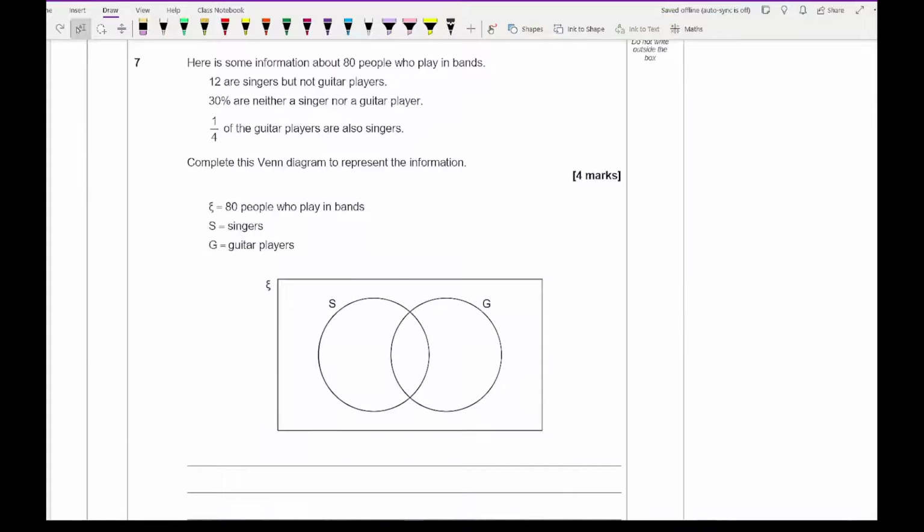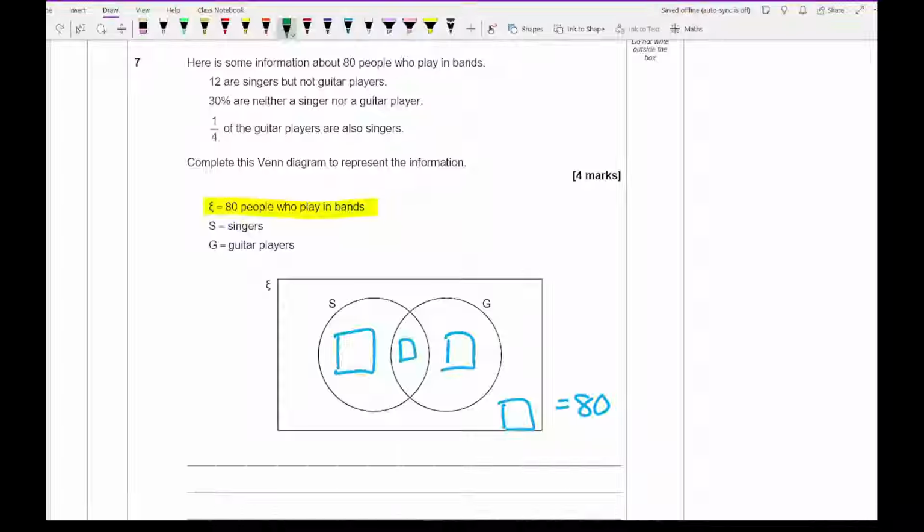So looking at question 7, it says here is some information about 80 people who play in bands. It says 12 of them are singers but not guitar players, 30% are neither a singer or a guitar player, a quarter of the guitar players are also singers, and we need to complete the Venn diagram to represent the information. Now in terms of the key bits of information, we know that all of the numbers inside the Venn diagram need to add up to 80. So each of the 4 numbers, this number here, this number here, this number here, and this number here, need to all add up to 80.